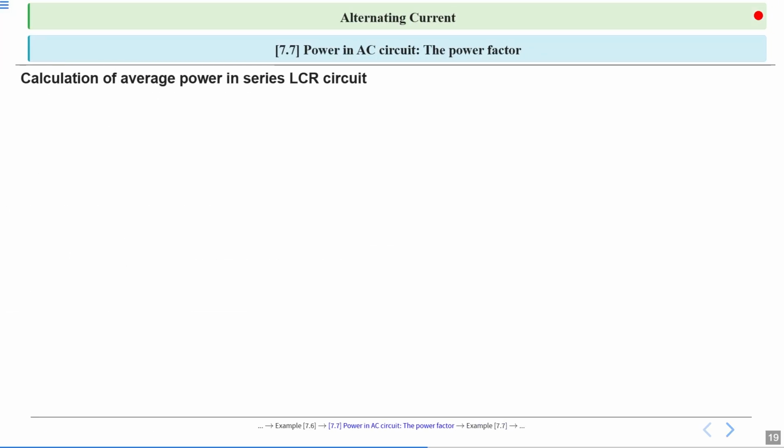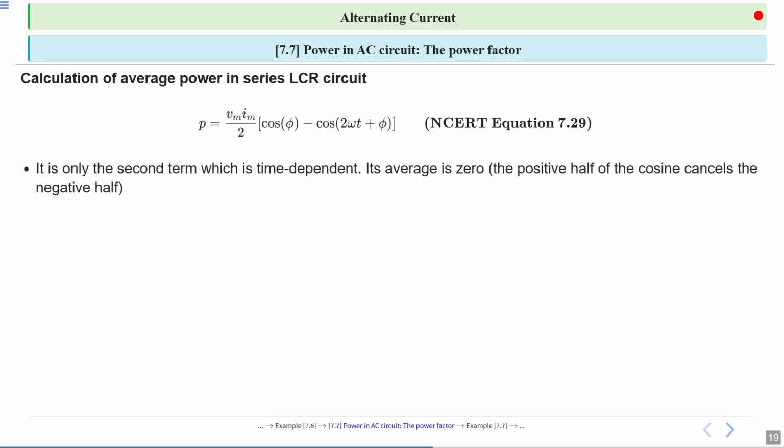Calculation of average power in series LCR circuit. So P equals Vm Im upon 2 cos phi minus cos 2 omega t plus phi, which is NCERT question 7.29. It is only the second term which is time dependent. This cos phi is constant, it is not time dependent, so the average of cos phi will be cos phi. The second term is time dependent and its average will be 0. The positive half cycle of cosine cancels the negative half cycle. So there are two halves, positive and negative, and over a complete cycle its average value will be 0.